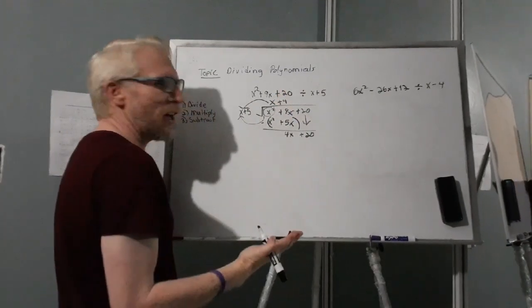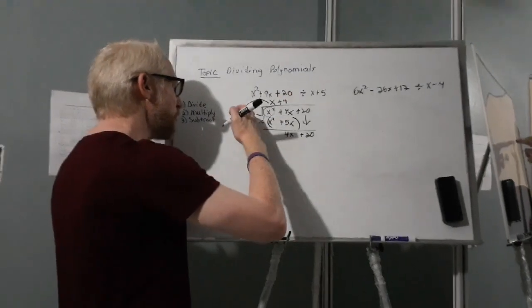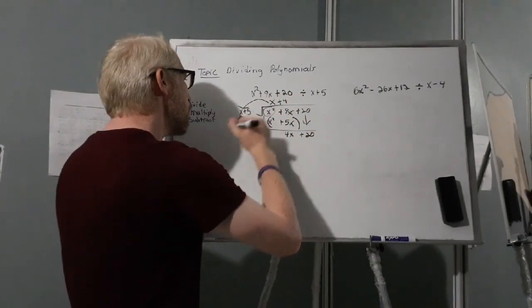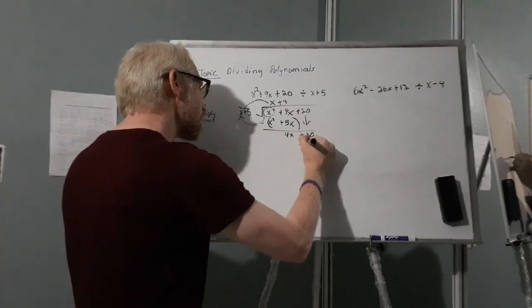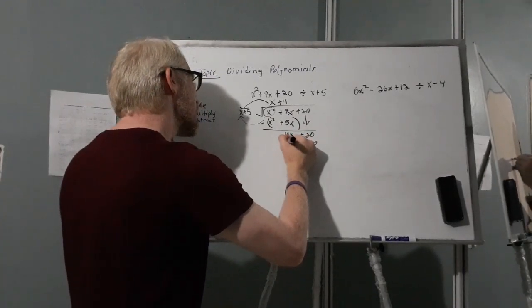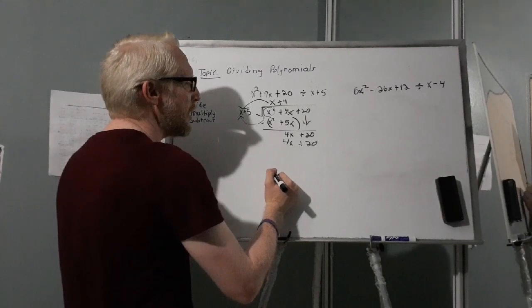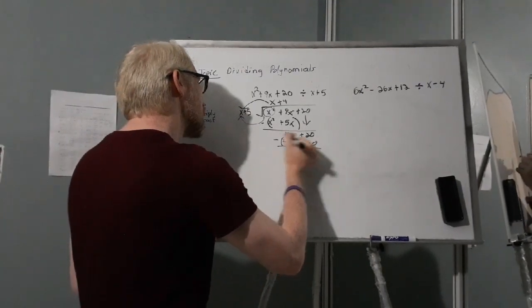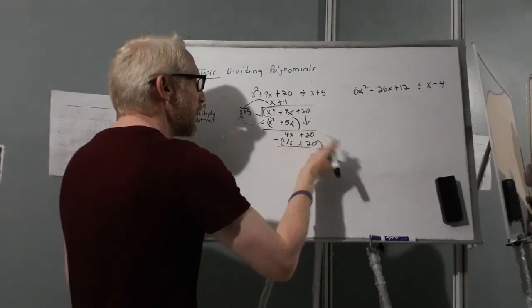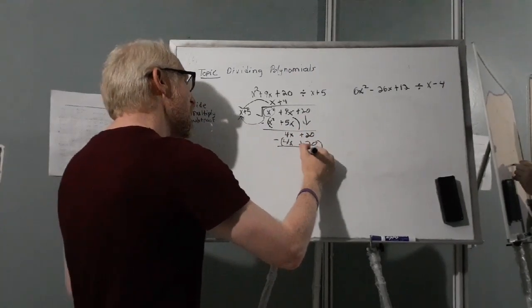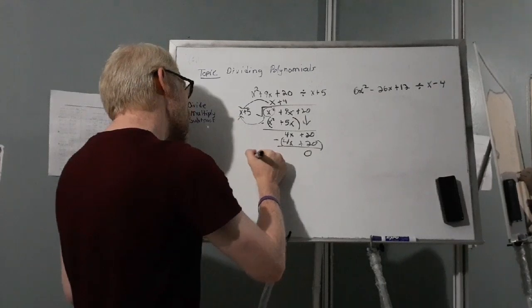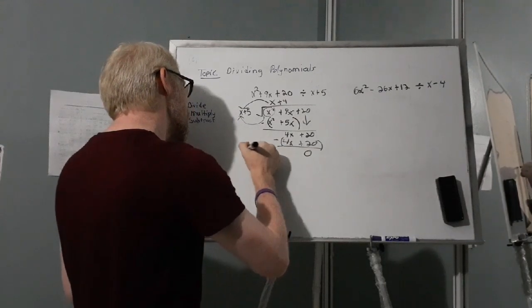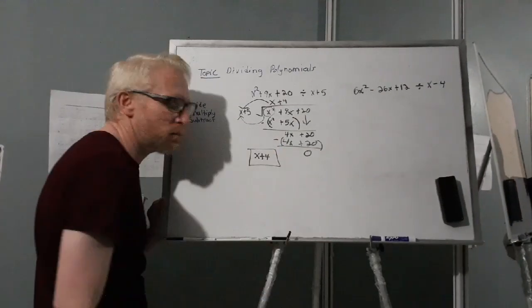And then we're going to multiply. We're going to multiply 4 times 5, and then 4 times x. So 4 times 5 is 20, and 4 times x is 4x. We've divided, multiplied, and now the last step is to subtract. And of course, 4x minus 4x is 0, and 20 minus 20 is 0. So that's it. In this exercise, I get no remainder, and my quotient is x plus 4.